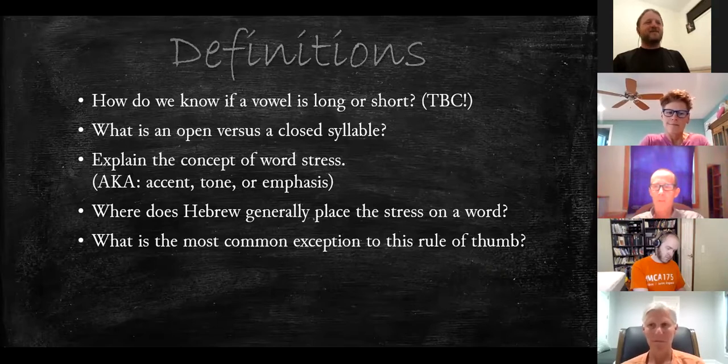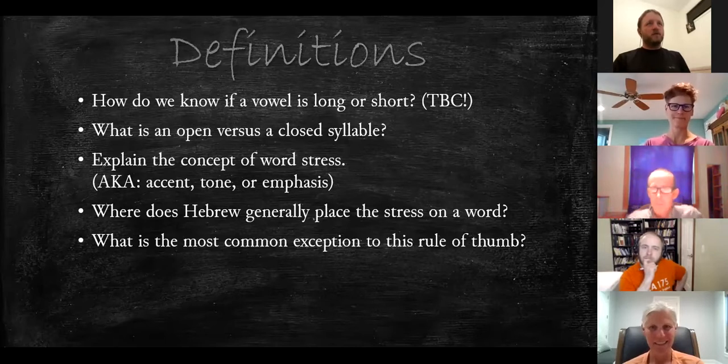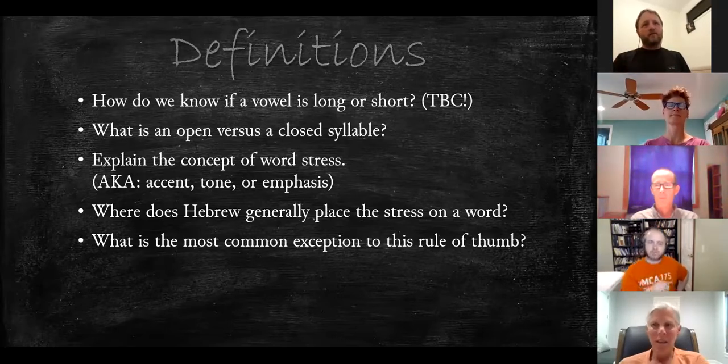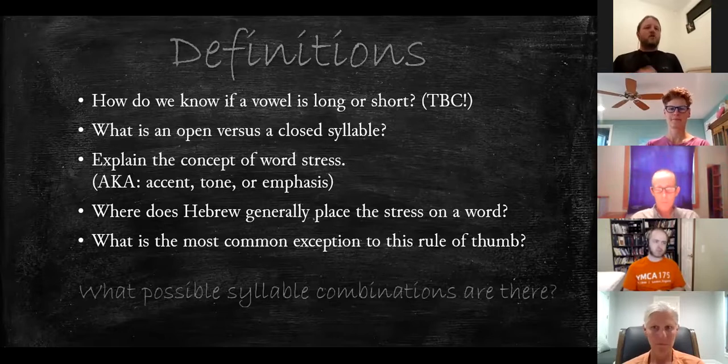Segolate nouns. Segolets, yes, and it can also be verbs, like the participle, which is generally a segolate construction, like the feminine singular shomeret, shomeret, yoledet. All of that was originally shomart and yoladet, but it became just segolate like every other segolate. What possible syllable combinations are there?